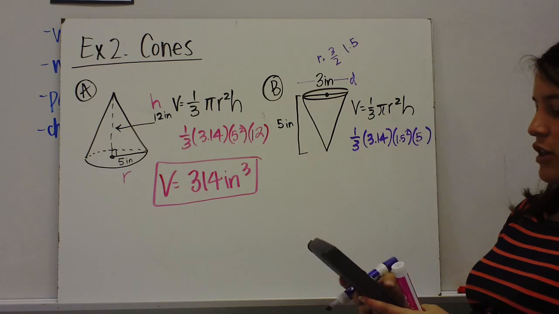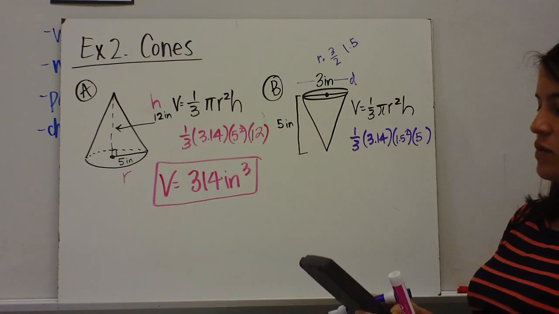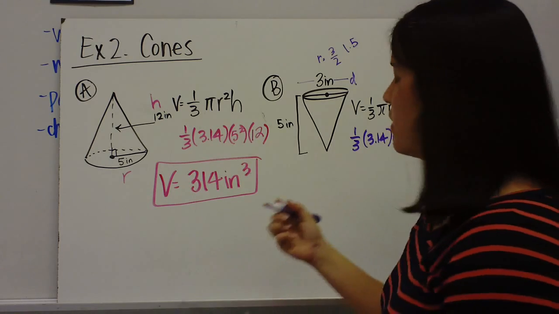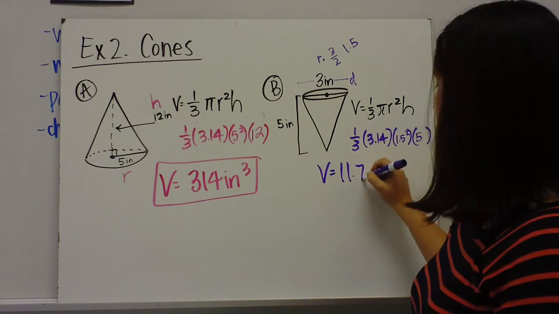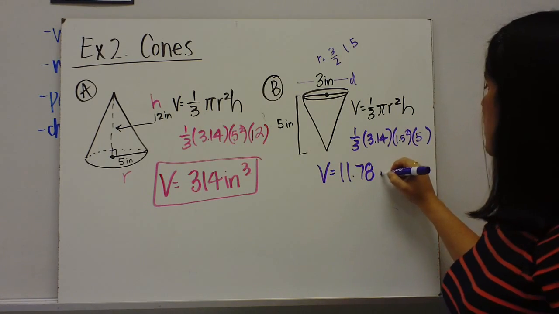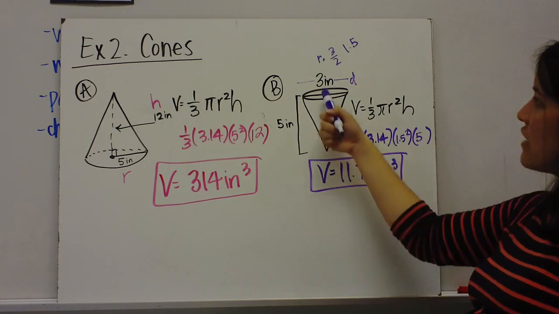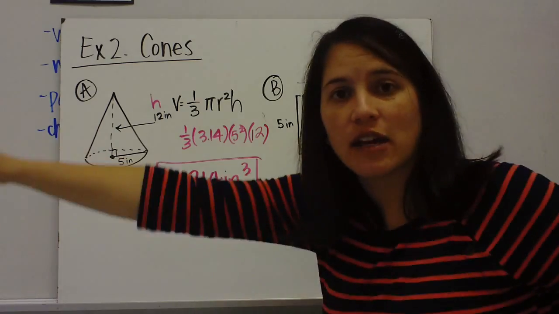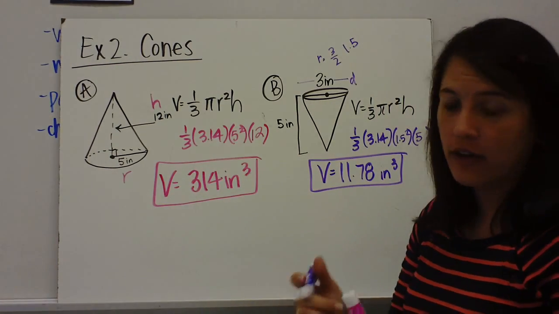So I type that in, 1/3 times 3.14 times 1.5 squared times 5. And we get, the volume is 11.775, so 11.78 inches cubed. And again, I took the diameter, and I halved it. If you have the diameter, you have to half it to find the radius. And then don't forget the 1/3.